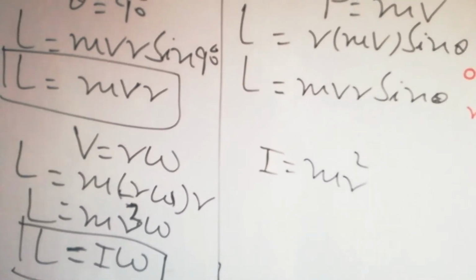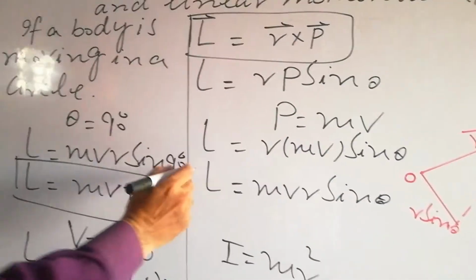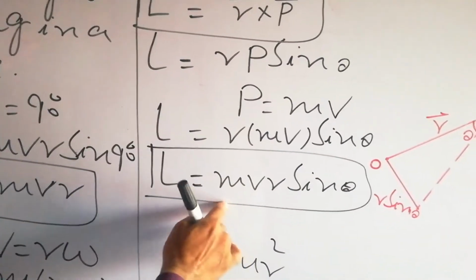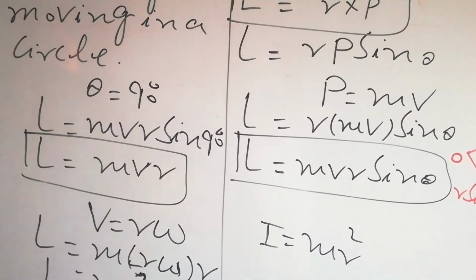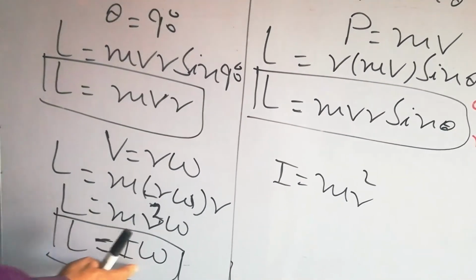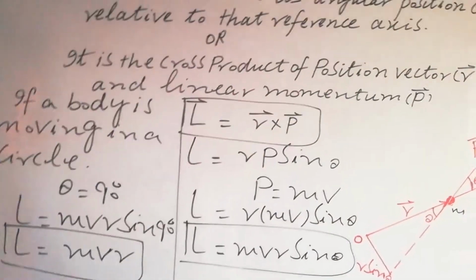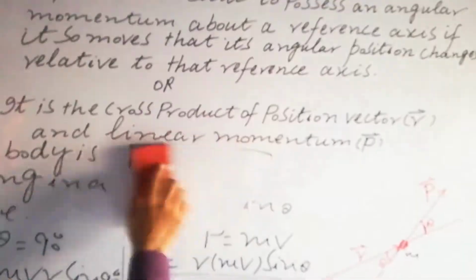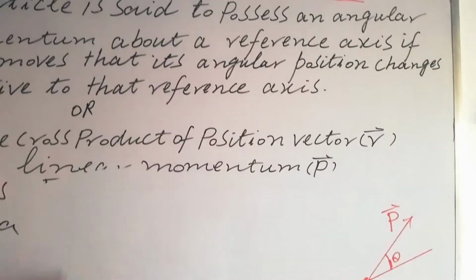So we have the relations for angular momentum: the first one is L is equal to r cross p, the second one is L is equal to m v r sine theta, the third one is L is equal to m v r, and the fourth one is L is equal to I omega. Now we have to find out what are the units of angular momentum, students. Now the SI unit of angular momentum, students.